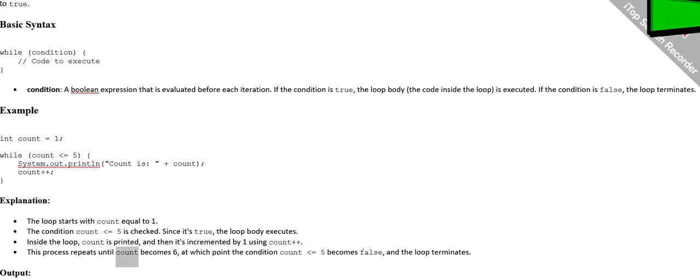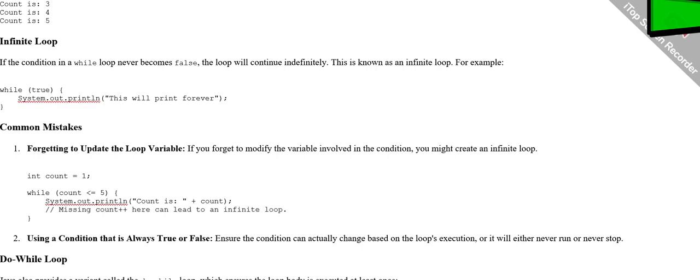This process repeats until count becomes 6, at which point the condition count <= 5 becomes false, and the loop terminates. Output: Count is 1. Count is 2. Count is 3. Count is 4. Count is 5.